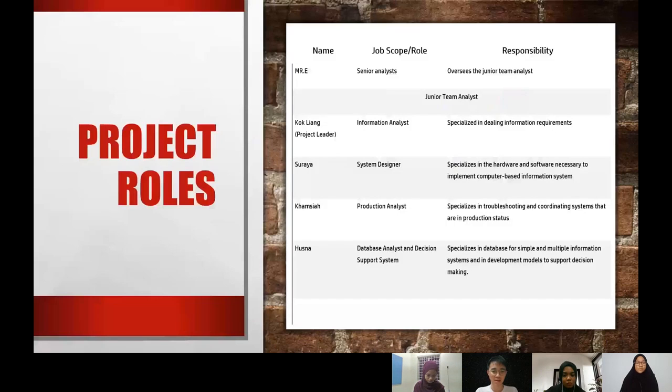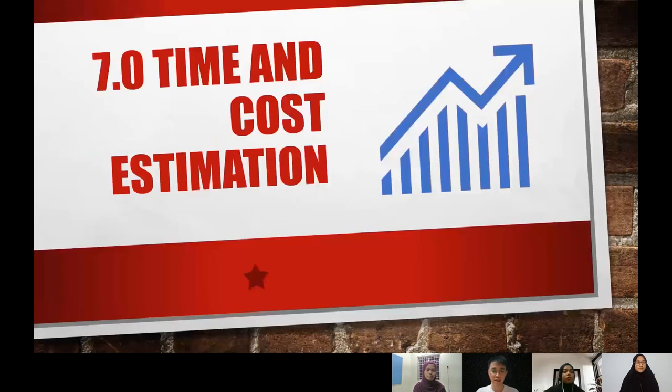Next, we have Suraya, whose job scope is system designer, who specializes in the hardware and software necessary to implement a computer-based information system. Khamsiah, who is a production analyst, specializes in troubleshooting and coordinating systems that are in production status. Last but not least, we have Husna, who is the database analyst and also our decision support system analyst, who specializes in databases for simple and multiple information systems and in development needs to support decision making, time and cost estimation.